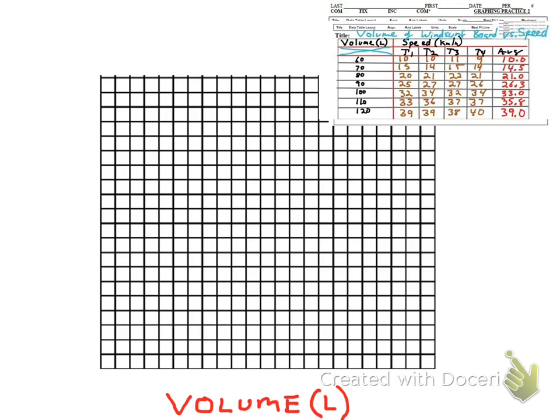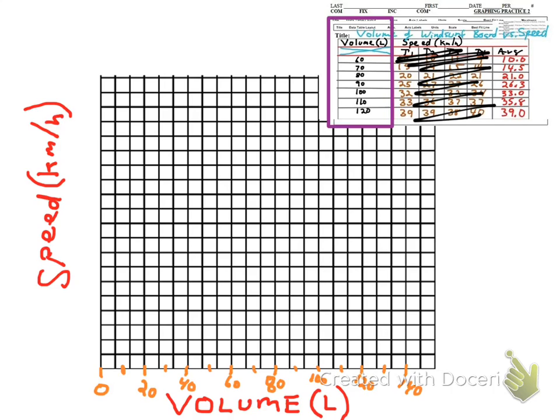Volume, independent variable, always goes on the x-axis. Don't forget units like I have there. Speed goes on the y-axis with units. Had to come up with a scale that would stretch out as far as it possibly could. Had to get up to 120. If you try different scales on here, you're going to find out it's easy to go over. I think if you count by fives, you end up with 120 off the page, if I remember right.